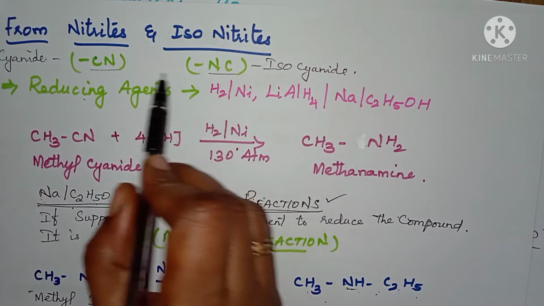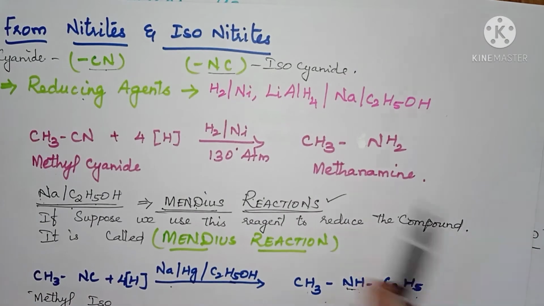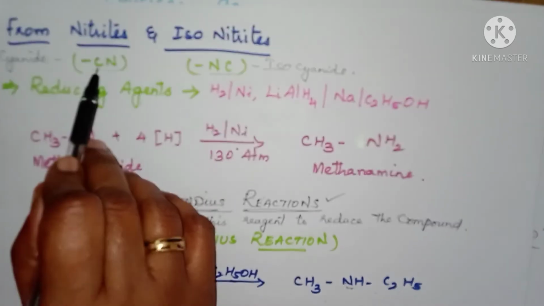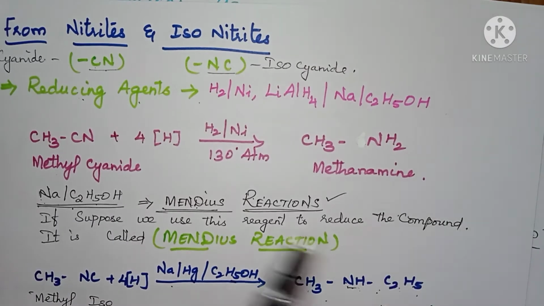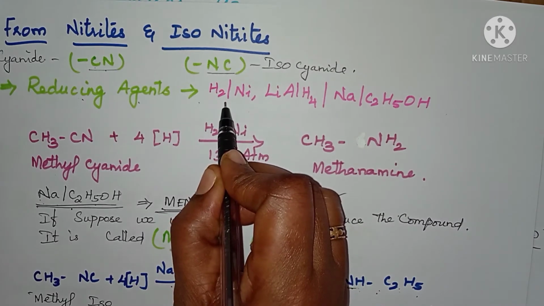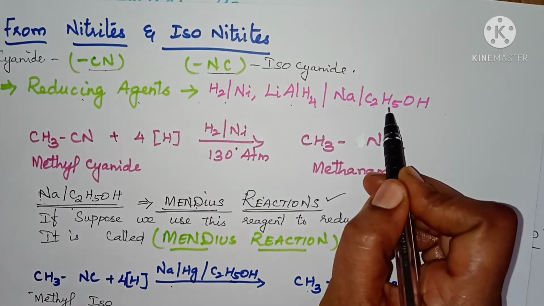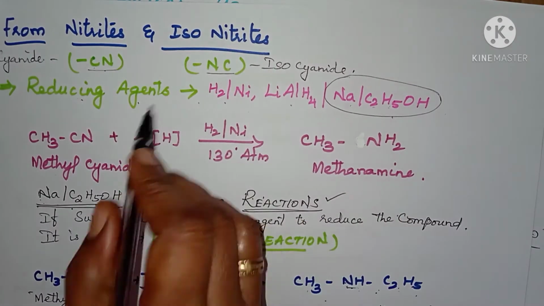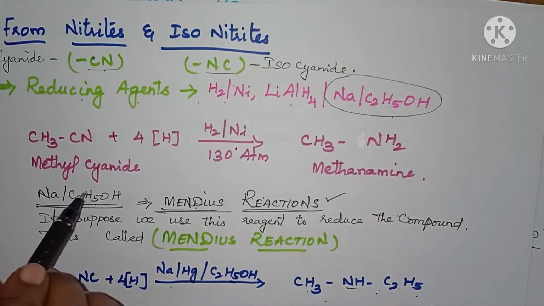Here also cyanide is converted into amine. That means CN is converted into NH2. Here also what process are we going to use? Here also the reduction process only, because cyanide is converted into NH2. So naturally it will be a reducing agent. What are the reducing agents? H2 over nickel, lithium aluminum hydride, sodium with C2H5OH, that is ethyl alcohol. This is actually one naming reaction that comes up. I'll tell you later. So these are the reducing agents we are going to use for these reactions.